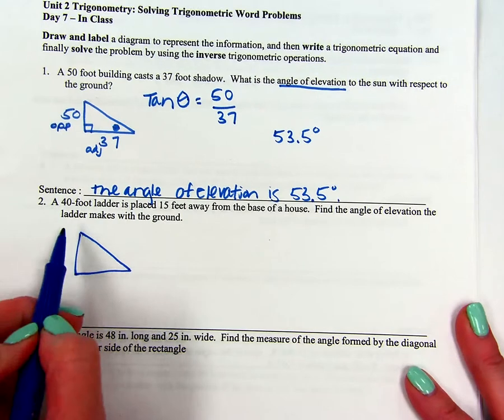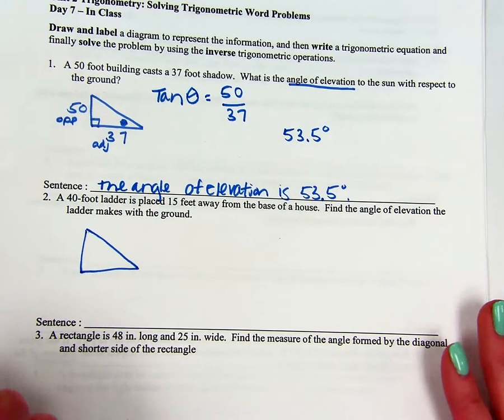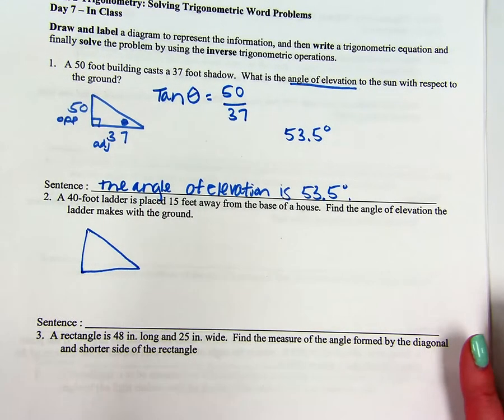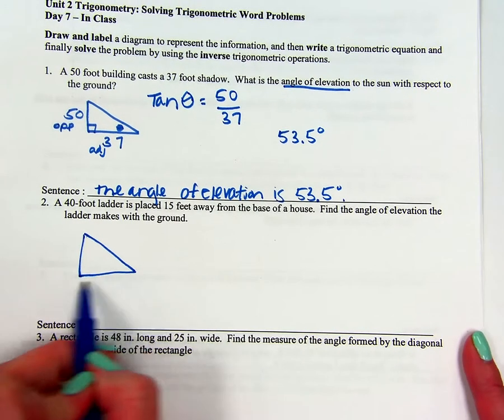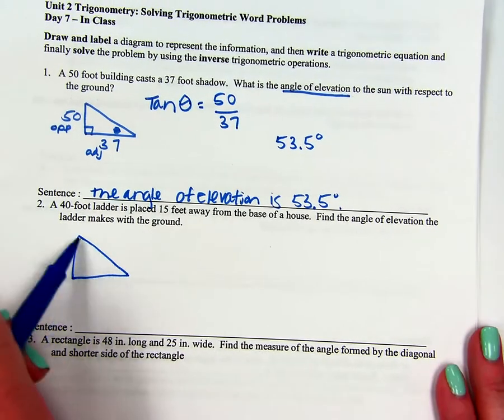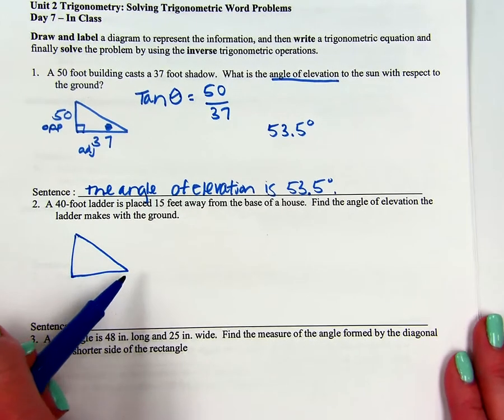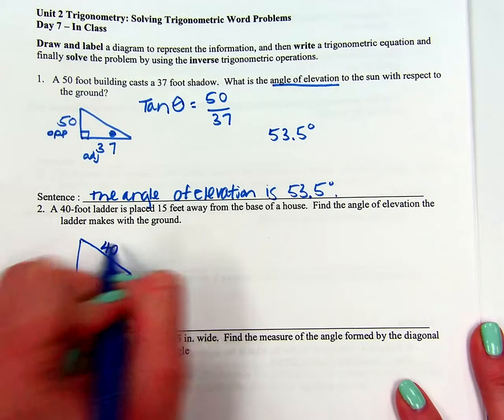And it says a 40-foot ladder. So think about what a ladder looks like when you're using it. You do not line it up directly next to the building. It can't be laying flat on the ground. It's going to be what makes this angle in the triangle right here. So we'll label that side 40.